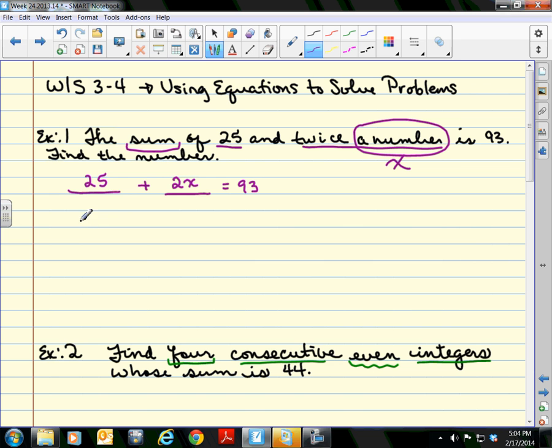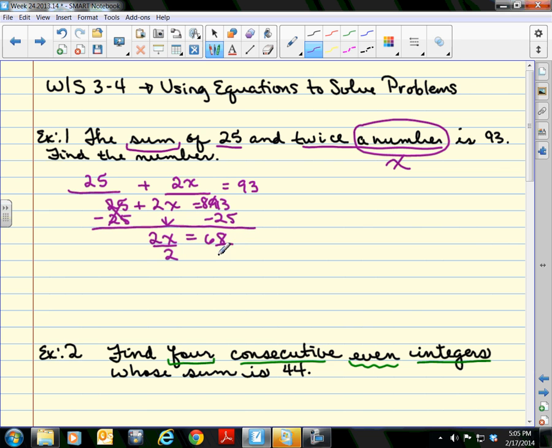Okay, so now that we have it set up, we just need to rewrite it so we don't have any confusion and solve. Since 25 is positive, we're going to undo it by putting a negative 25 with it. Bring down your 2x. 93 minus 25. 13 minus 5 is 8. 8 minus 2 is 6.